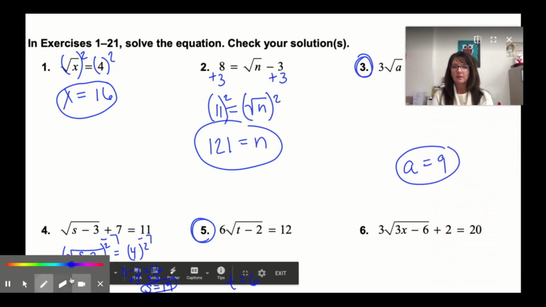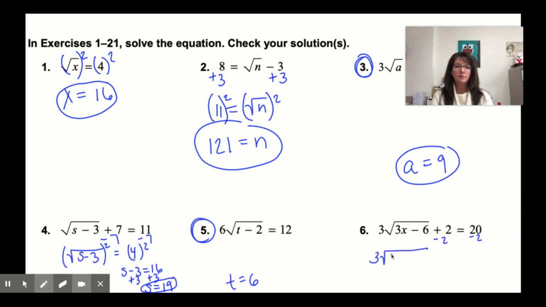And let's look at the last one. So we'll start by subtracting 2. 3 square root of 3x minus 6 is equal to 18. Then we can divide both sides by 3. That gets rid of that 3. So we get the square root of 3x minus 6 is equal to 6. So we're going to square both sides.